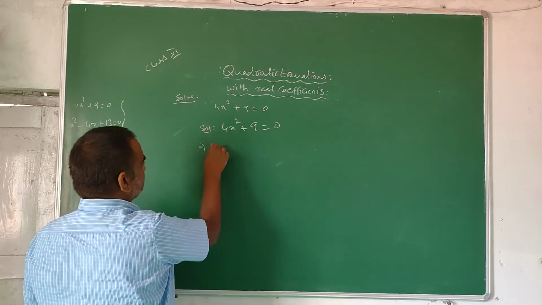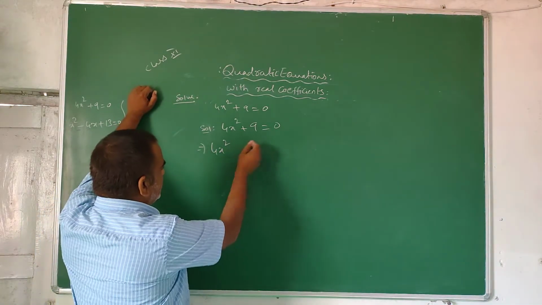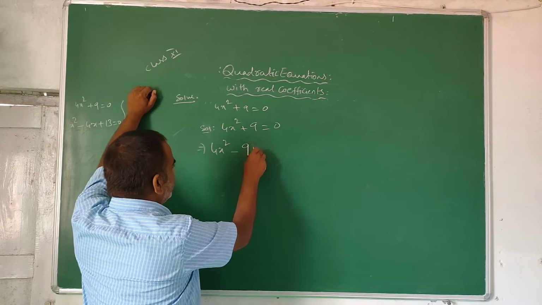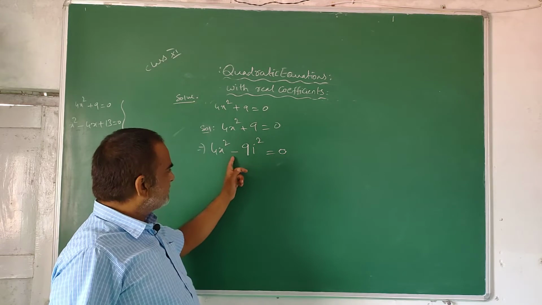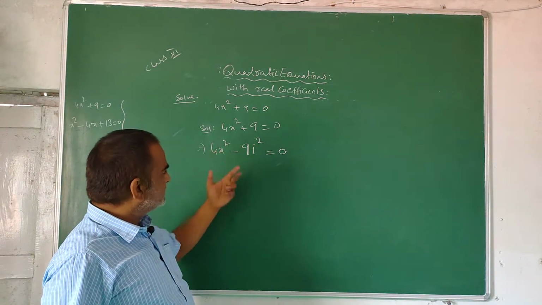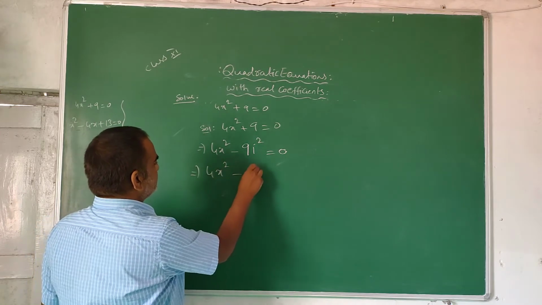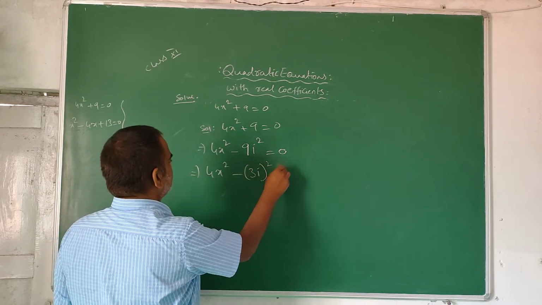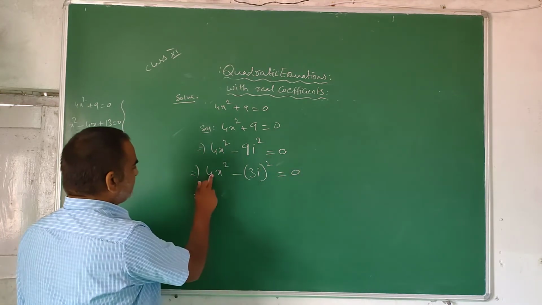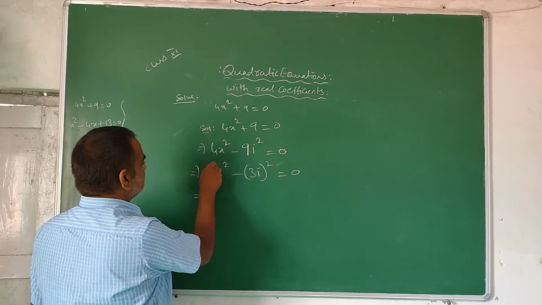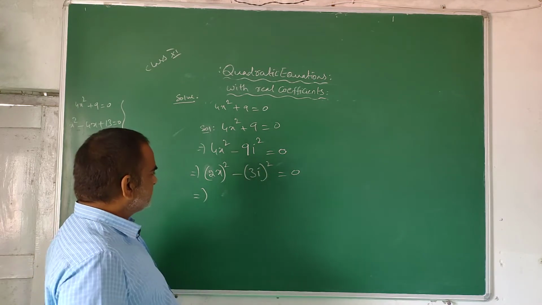So this implies 4x square, 9 can be written as minus 9i square, equal to 0. How? i square is minus 1, minus into minus becomes plus, plus 9, same thing. So this implies 4x square minus (3i) the whole square equal to 0. Did you understand? This 4x square can be written as (2x) the whole square minus (3i) the whole square is equal to 0.